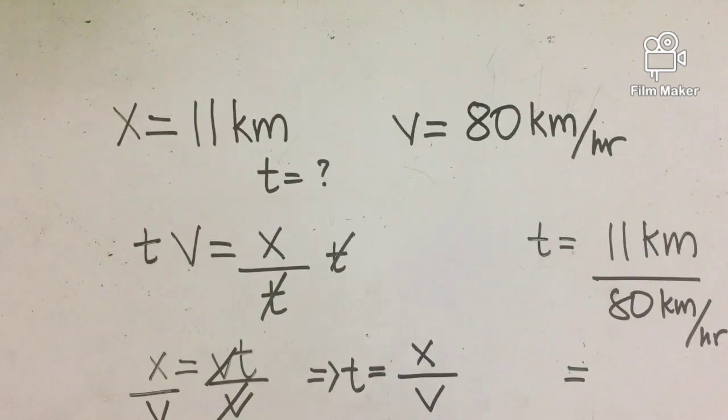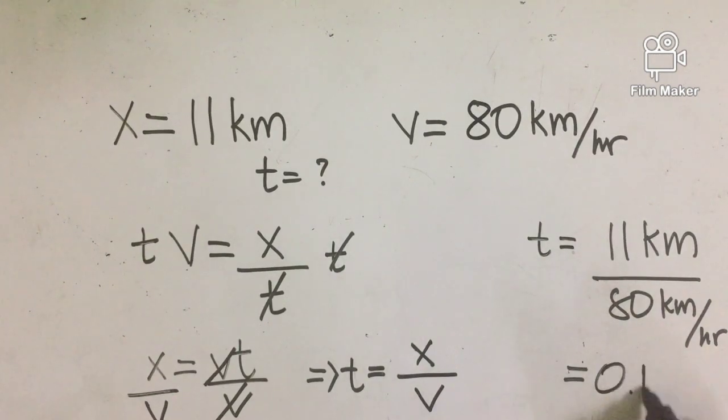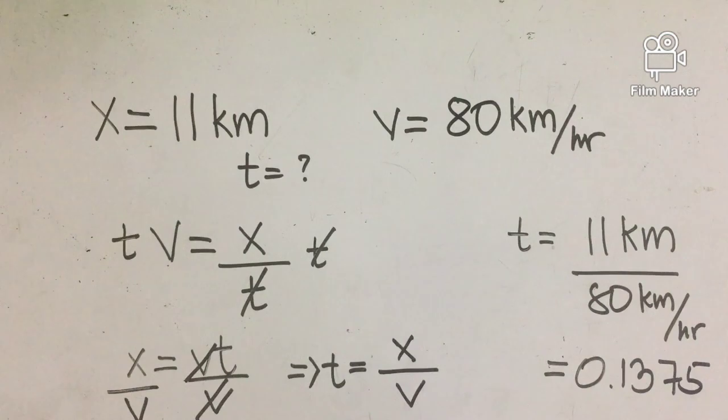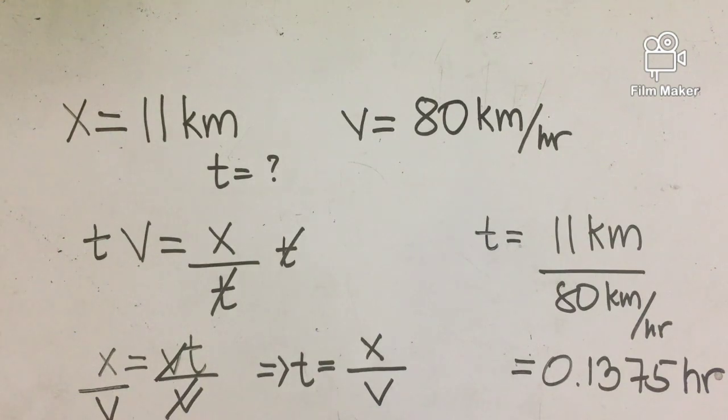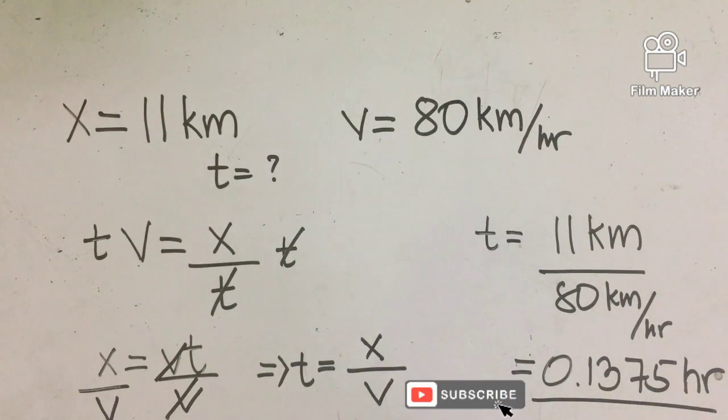If we divide 11 by 80, that will give us the quotient of 0.1375, and the unit would be hours. So that's how you play with the speed equation and find the missing variable.